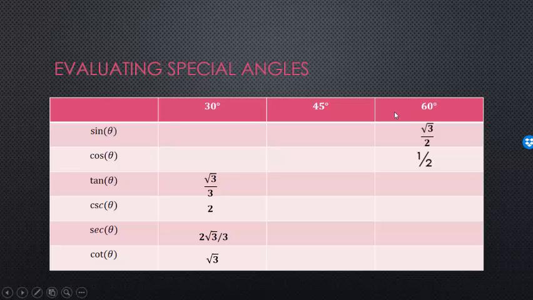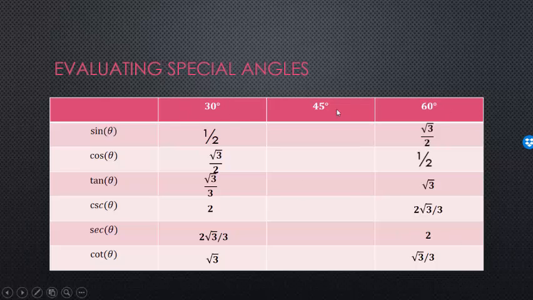Tangent then, because we are looking from 60 degrees, will be opposite over adjacent. It will be the sine value over cosine. Because the 2's cancel, we'll have the square root of 3 over 1, simply the square root of 3. Cosecant is the reciprocal of sine. So I have 2 square roots of 3 over 3. Secant is the reciprocal of cosine, so 2. And you'll notice tangent and cotangent, their values have swapped, as similarly with secant and cosecant.